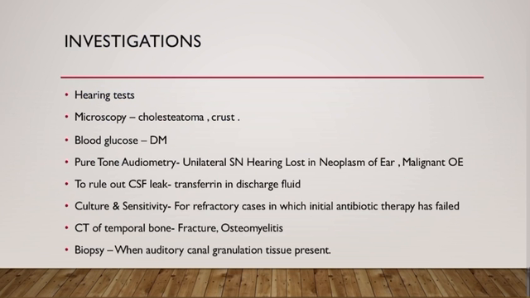The investigations are hearing tests; blood glucose, for diabetes mellitus; pure tone audiometry, where unilateral SN hearing loss suggests neoplasm of ear or malignant OE; to rule out CSF leak, transferrin in discharge fluid; culture and sensitivity for refractory cases in which initial antibiotic therapy has failed; CT of temporal bone for fracture and osteomyelitis; biopsy when auditory canal granulation tissue is present.